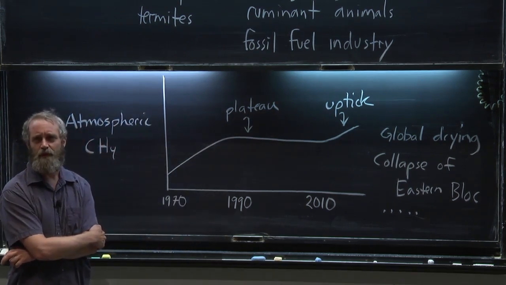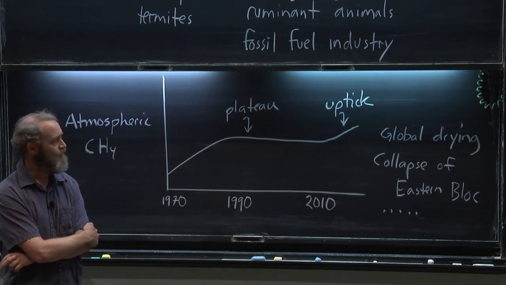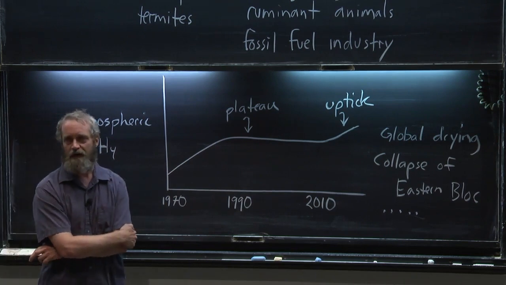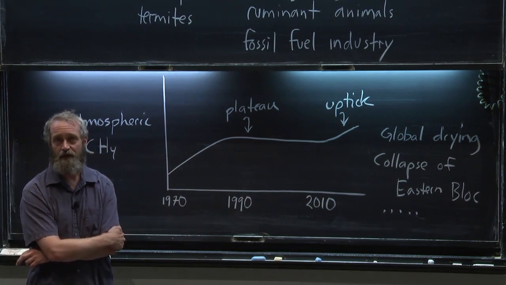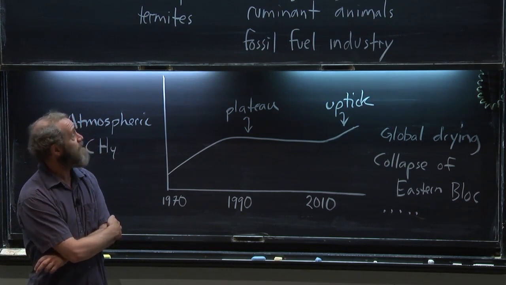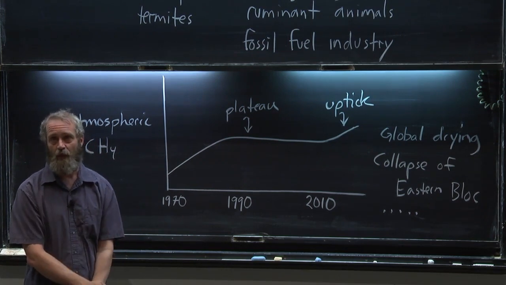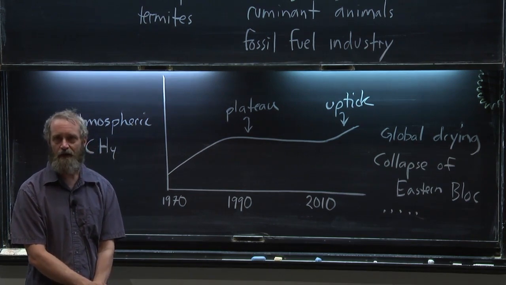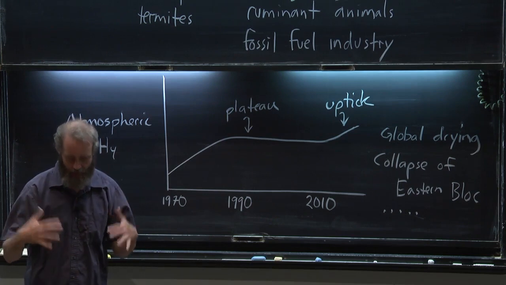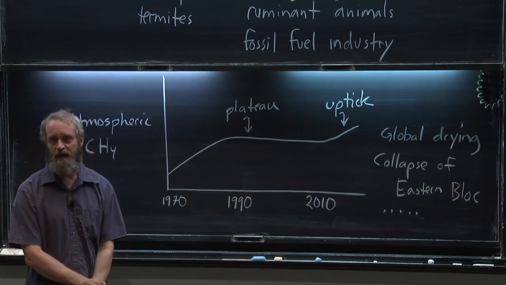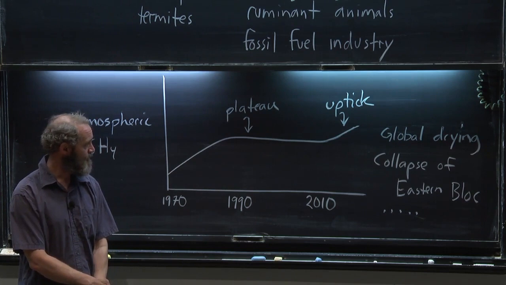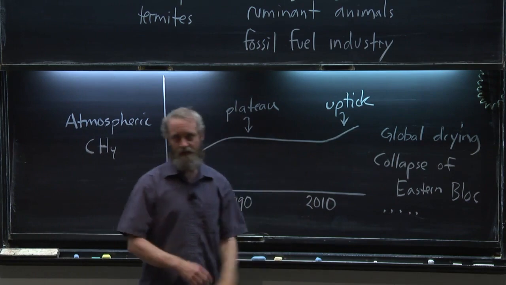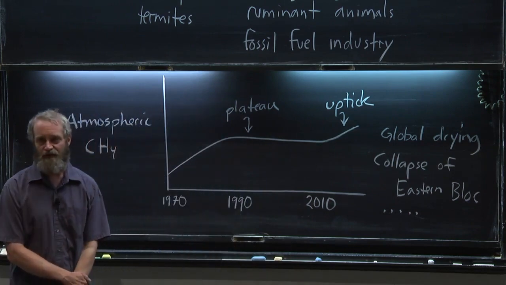There are multiple theories, which is what always happens when you don't really know for sure. One possibility is that the Earth has been drier in the last few decades because of climate change. And so that cuts down the emission of methane from wetlands. Another possibility is that the collapse of the Eastern Bloc capped a lot of leaky methane to the atmosphere, but it's not really very well known. And then just in the last few years, there has been this uptick in the methane concentration, which is also not very well understood.